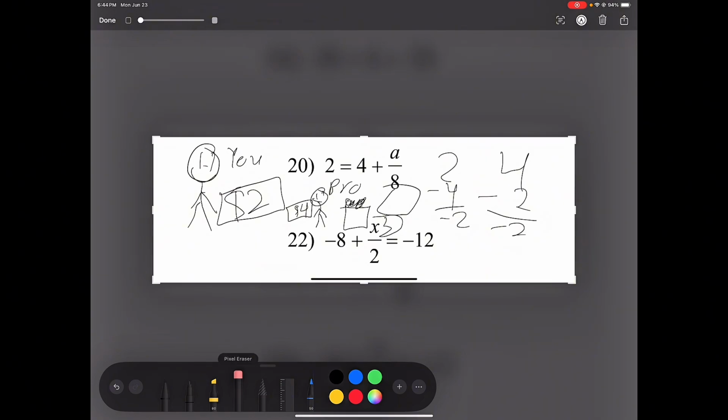And now, if we multiply a and 8, -2 times 8 is -16 equals a. Now, since this is negative, you can't have negative money, which means you started with -$16. That's right, you were in debt.